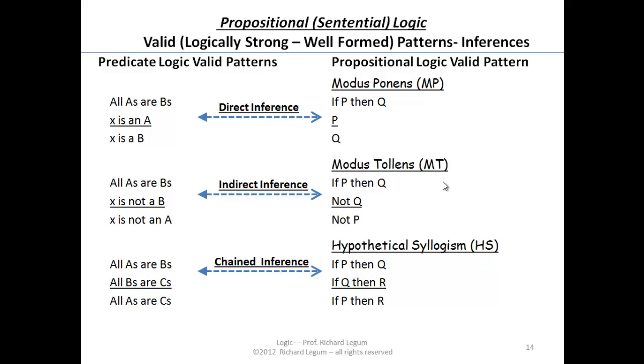And the final one, if we take a look at all A's are B's, all B's are C's, therefore all A's are C's. You should remember why that's a good inference. Be able to give me an example to convince yourself. But if you think of it as kind of reasoning in a chain, and the same thing we see, well, there's a chained inference with if-thens. If P then Q, if Q then R, therefore if P then R. So we can chain the inferences together.